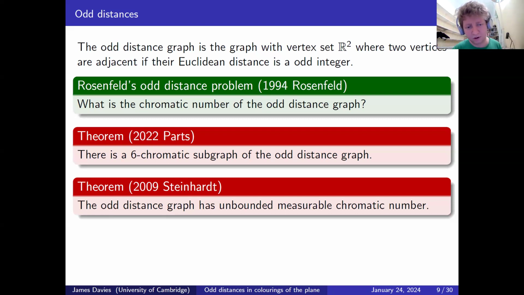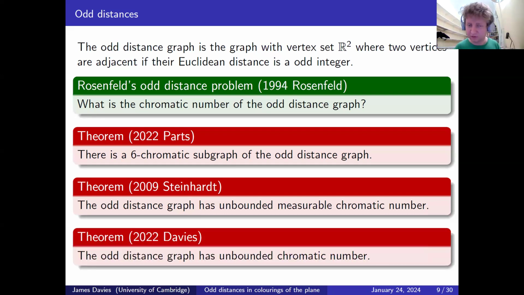And the theorem I want to talk about today is that for the chromatic number in general, the odd distance graph has infinite chromatic number. So we improve this lower bound of 6 to some infinite thing, and we get rid of this measurable condition.